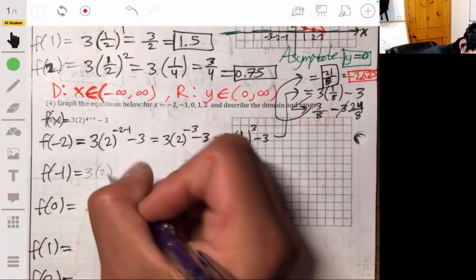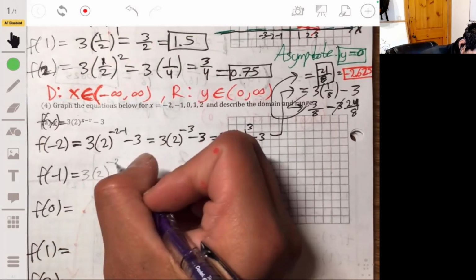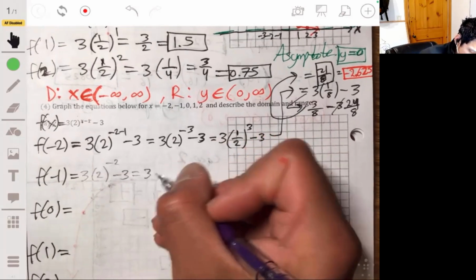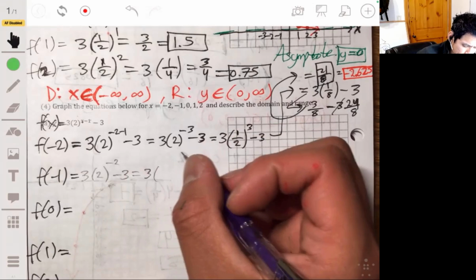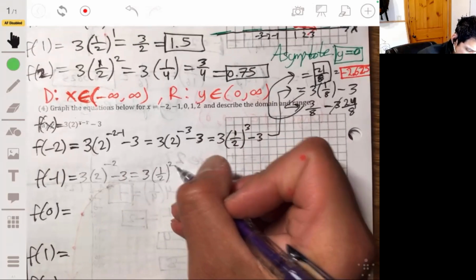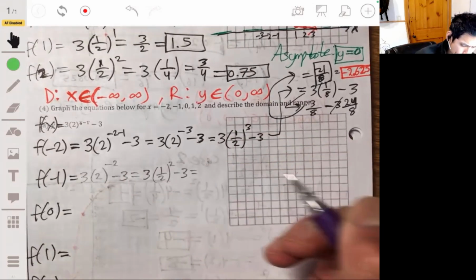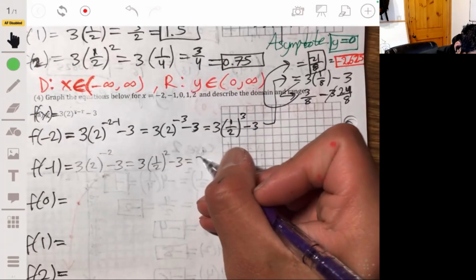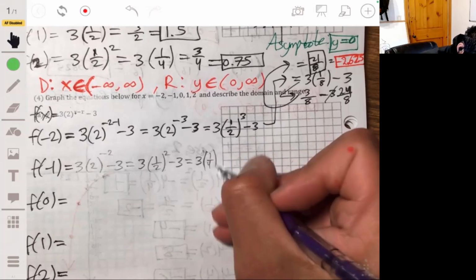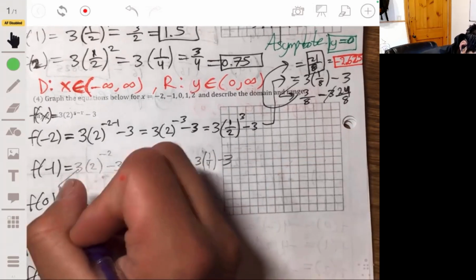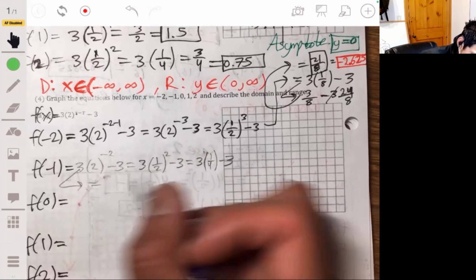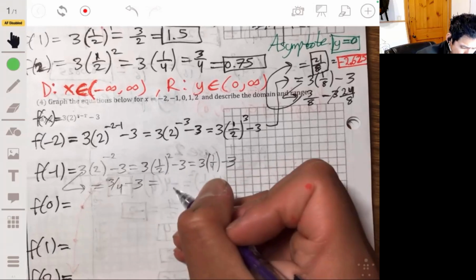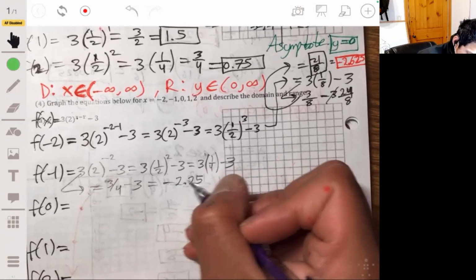3 times 2 to the -1 minus 1, next to -2, minus 3, equals 3 times 2 to the -2, which is just going to be 1/2 to the 2, minus 3, which is basically 3 times 1/4, minus 3, which will be 3/4 minus 3, which will be -2.25.